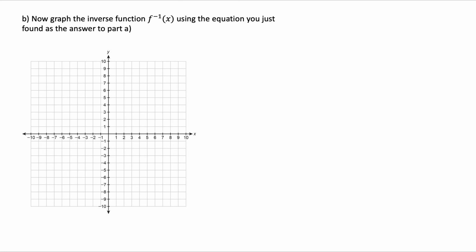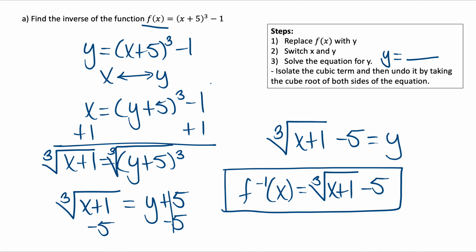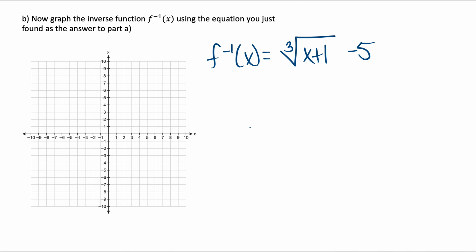So in part B, it says now graph the inverse function f inverse of x using the equation you just found as the answer to part A. So the answer to part A, that's f inverse of x equals the cube root of x plus 1, minus 5. Okay, so we're going to graph that function. We're not graphing the original function, we're graphing the inverse. So remember, what we need to do is find at least 3 points to help us form the graph, and we can find those 3 points from Desmos.